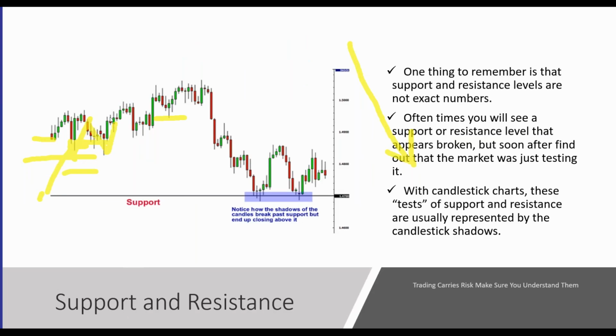So one thing to remember is that support and resistance levels are not exact numbers. Oftentimes, you will see a support or resistance level that appears broken, but soon after, you find that the market was just testing it. With candlestick charts, these tests of support and resistance are usually represented by candlestick shadows.